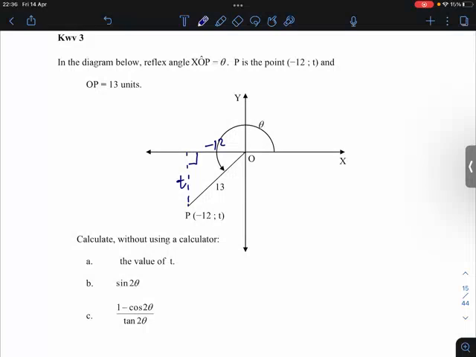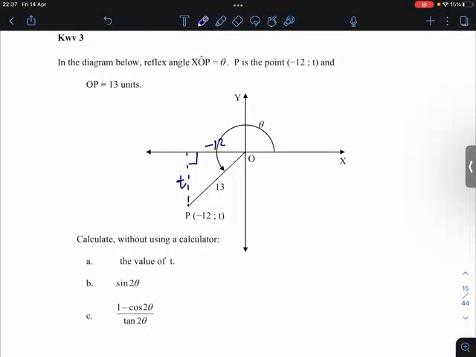It's -5, sir. And why did you choose the negative? Because it's on the negative side of the y-axis. Exactly. So that is -5. Use Pythagoras, by the way. And now you see they say solve sine 2 theta.